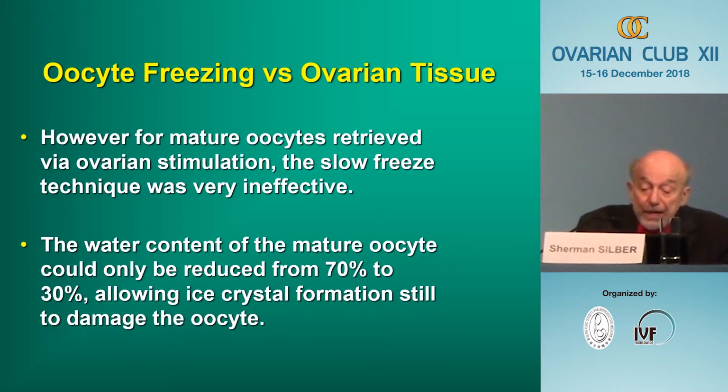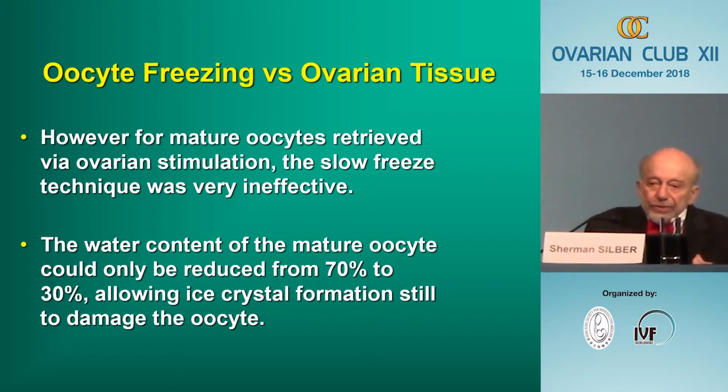So the water content of a mature oocyte could only be reduced from 70% to 30% with slow freezing. And that was the whole idea of slow freezing, to get preferential crystallization outside of the cell because it was a lower osmotic pressure.